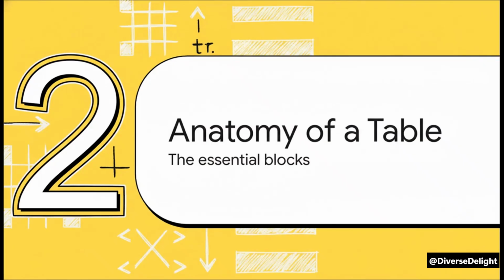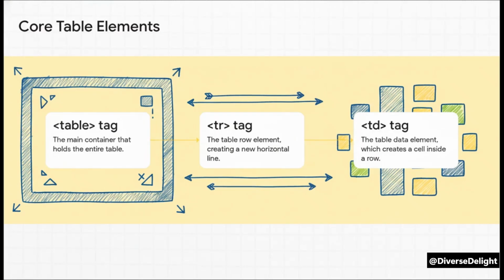So how do you actually build one of these things? It's probably a lot simpler than you think. Let's take a look under the hood and break down the anatomy of a table into its most basic parts. It all kicks off with the table tag. Think of that as the main box that holds everything. Then, inside that box, you create each horizontal row using a TR tag, which stands for table row. And finally, inside each of those rows, you pop in your individual cells with the TD tag, which means table data. So it's just frame, then row, then cell. That's really the whole logic right there.